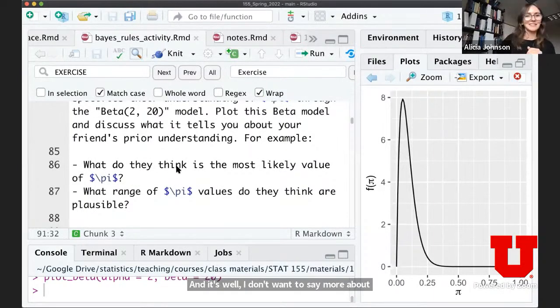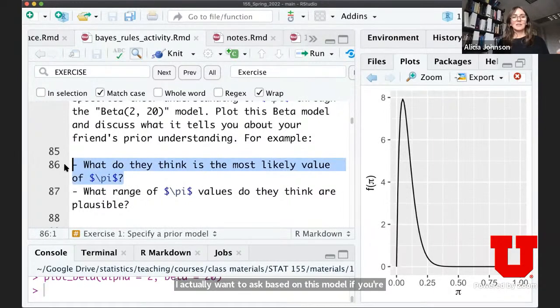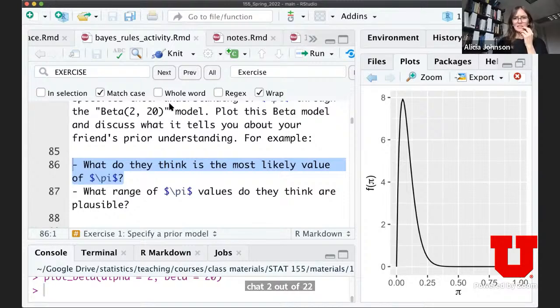I actually want to ask, based on this model, if you were just to take a leap and guess how we would interpret a model like this, what do you think your friend is saying about what they think is the most likely value of pi? And I'll read the chat. 2 out of 22, 0.12, 0.18.